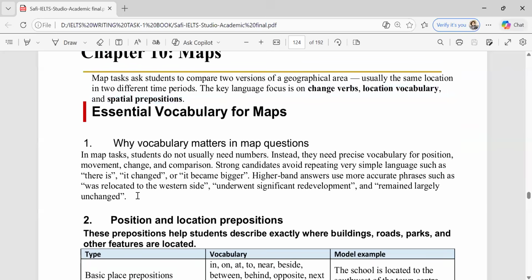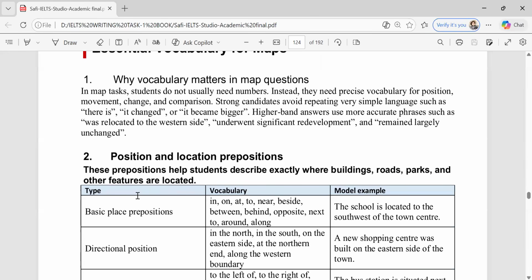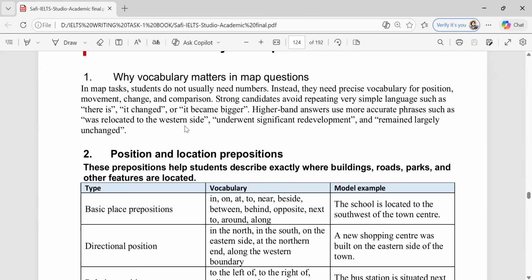So what can be the essential vocabulary for maps? Keep in mind that yesterday we talked about the process diagram. The vocabulary we studied then was completely different. But now when we talk about maps, vocabulary really matters. In map tasks, students do not usually need numbers. We don't write about increases or decreases.